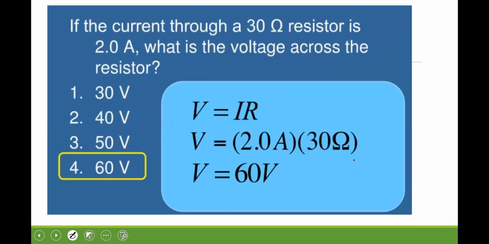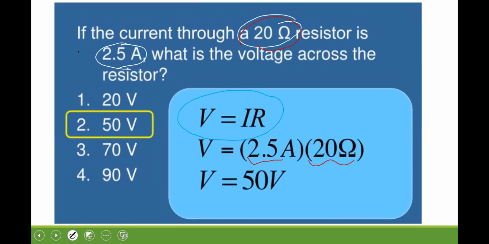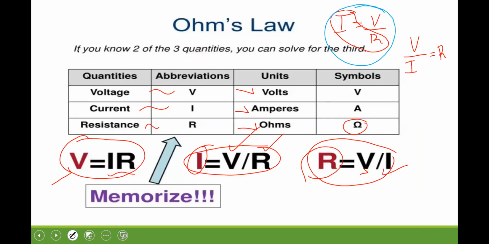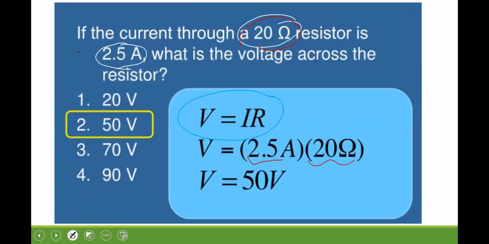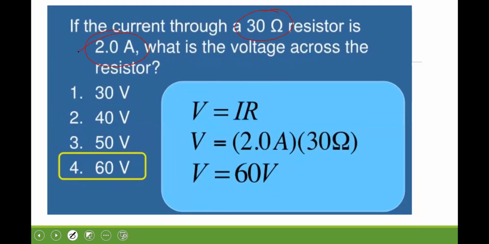Another example. If the current is 2 ampere and the resistance is 30 ohm, what will the voltage be? I have R and I have I. So which formula can I use? The first one. I need to find the voltage, so V is I times R. I is 2, R is 30, so the voltage will be 60 volts.